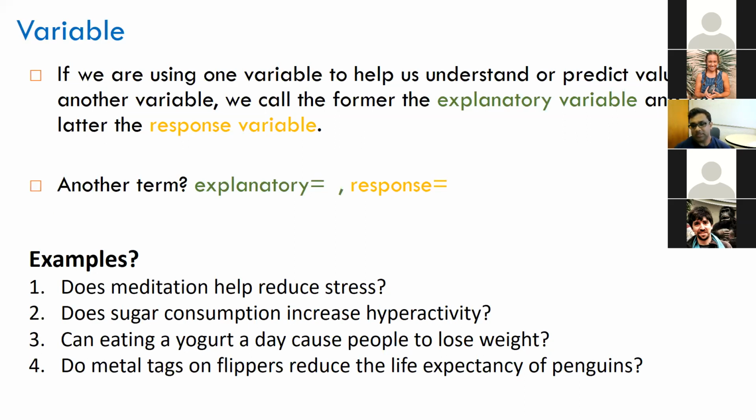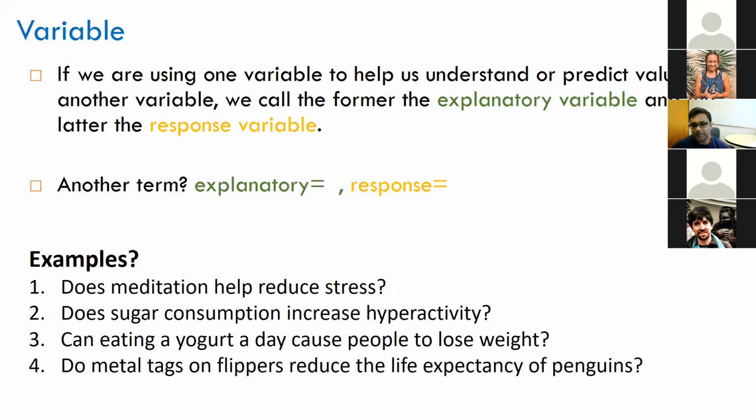So, can eating yogurt a day cause people to lose weight? In this case, what do you measure? The weight loss. And then what are you going to manipulate? The variable that you manipulate is the amount of yogurt. So you change the amount of yogurt, one yogurt, then two yogurts, three yogurts, and then measure the weight loss. And weight loss is the response variable. And then the yogurt is the explanatory or independent variable.